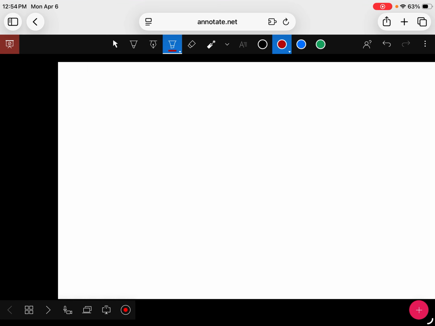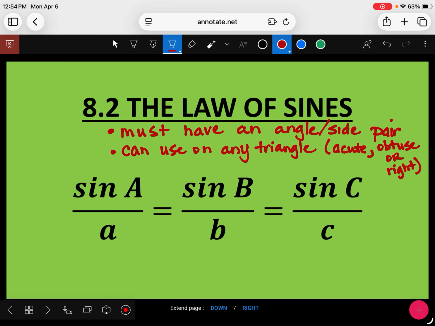So we're going to talk about the law of sines. All right, two things to know about the law of sines. In order to use the law of sines, you have to have an angle side pair. So that means you have to know big A or little a, big B, little b, big C, little c. Now, everything we did in 8.1 with sine, cosine, tangent, that has to be a right triangle with a 90 degree angle. But law of sines can be any kind of triangle.